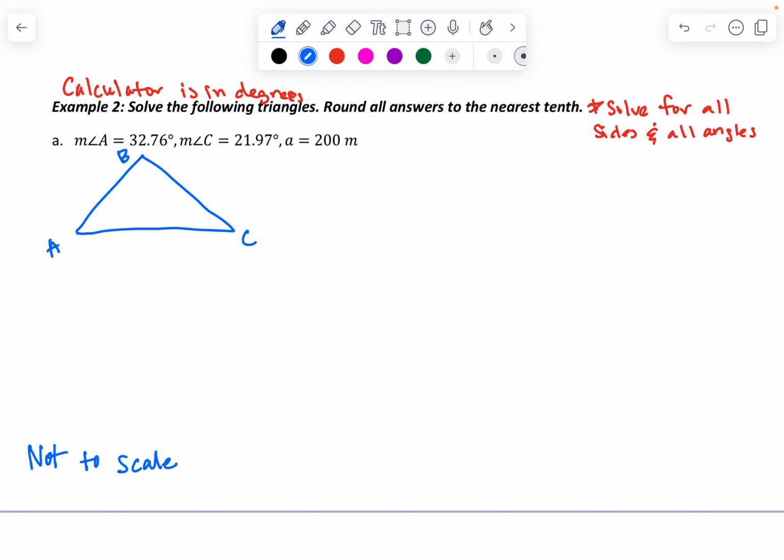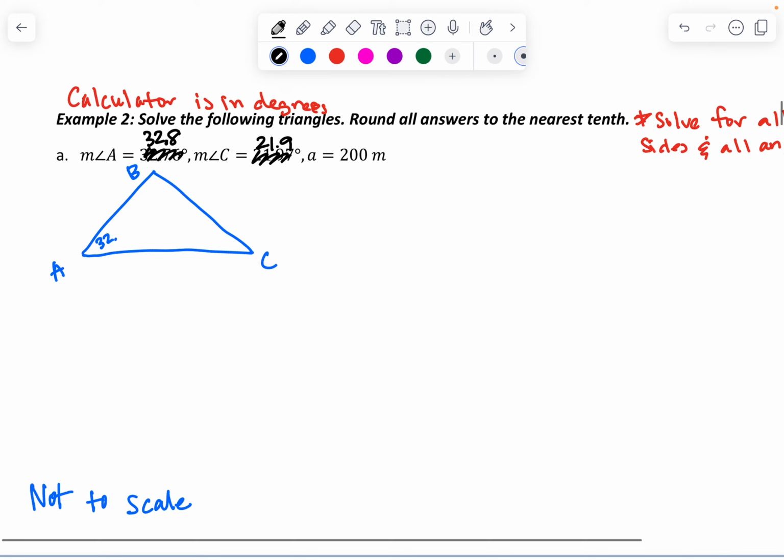I'm going to label my angles. Remember, angles are uppercase letters. Angle A is 32.0. We're going to change this to 32.8, and we're going to change angle C to 21.9. We just missed that those were rounded wrong. We want this stuff to the tenth. So 32.8 is angle A.